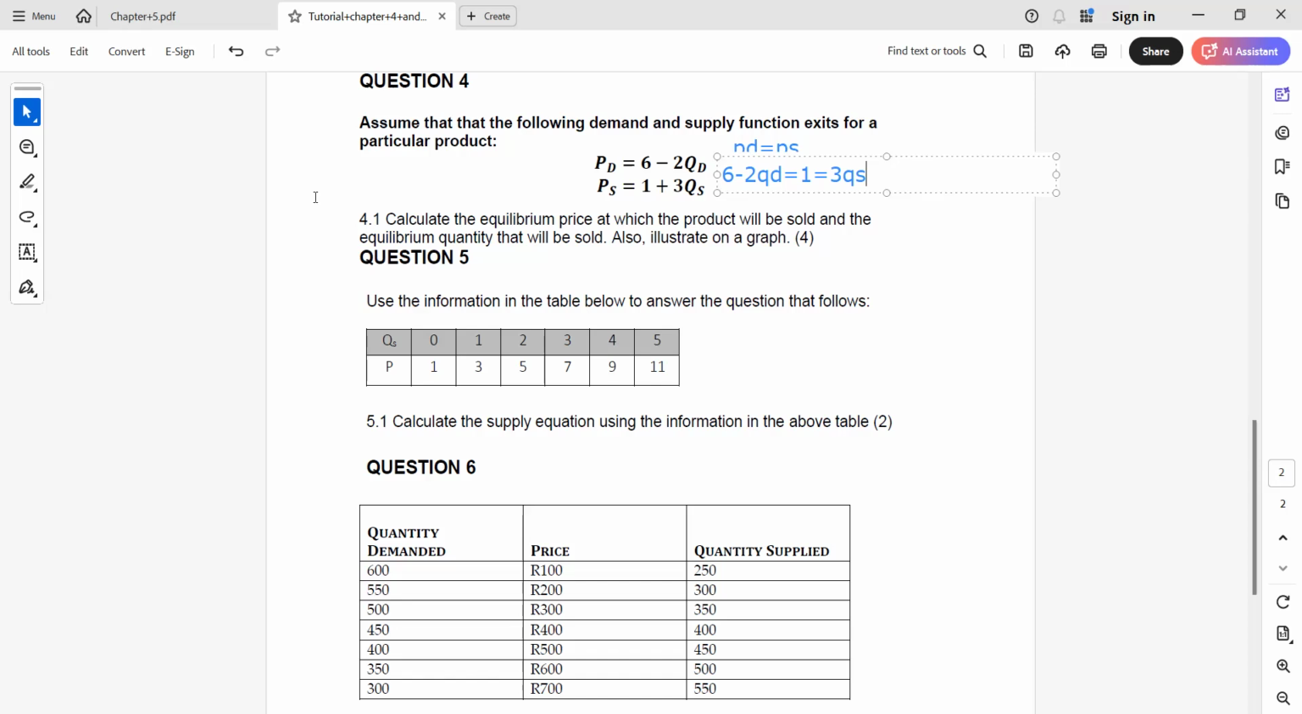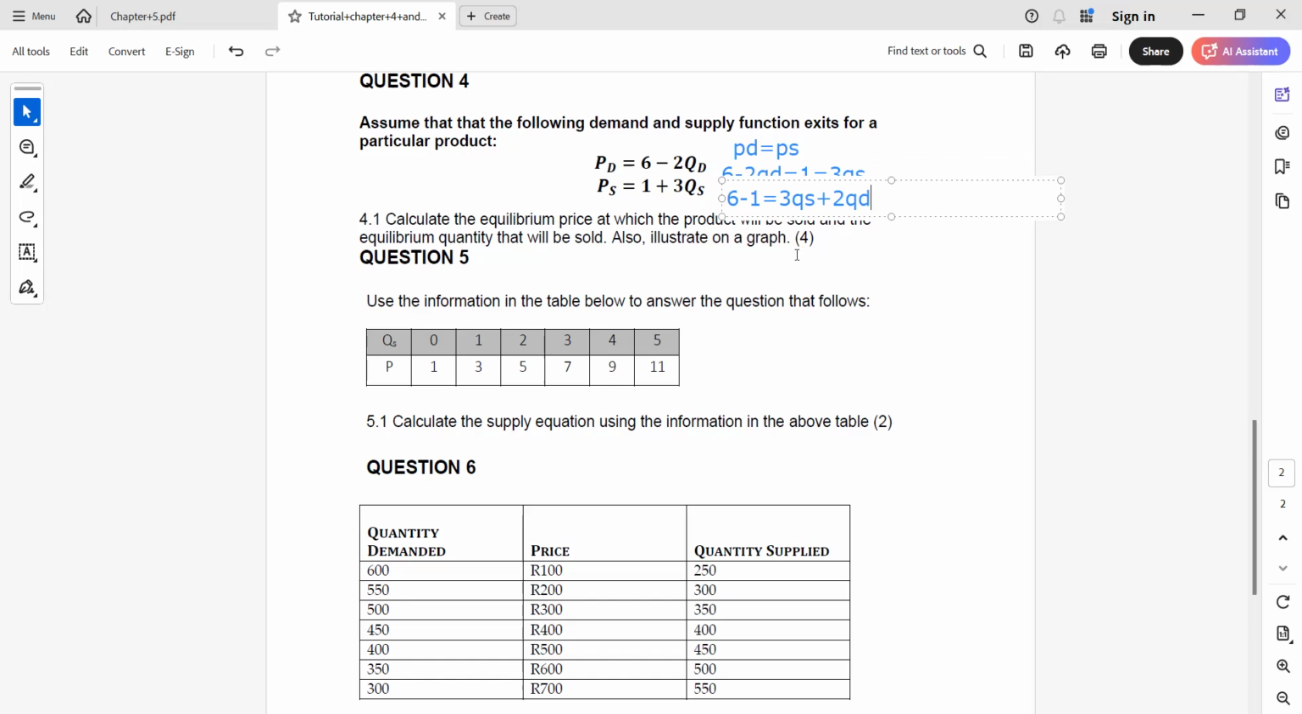And then you just say 6, because 1 is positive on this side, if it goes to that side, it's going to be negative, so negative 1 is equal to 3 QS, and then minus 2 QD. Minus 2 is negative, if you transpose it, it's going to be positive, so plus 2 QD.